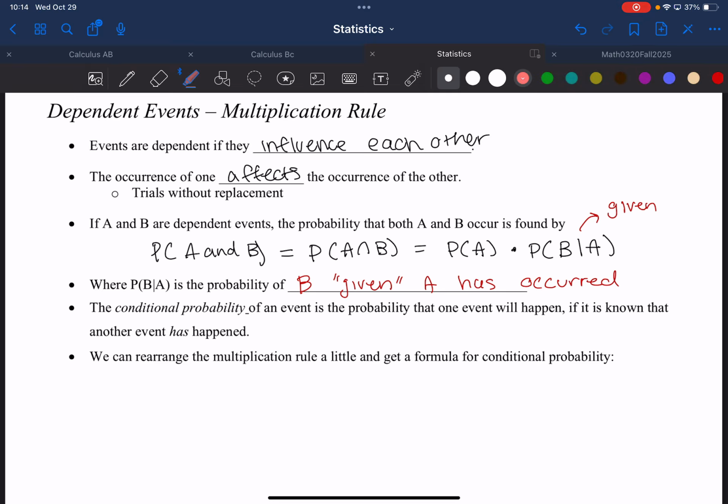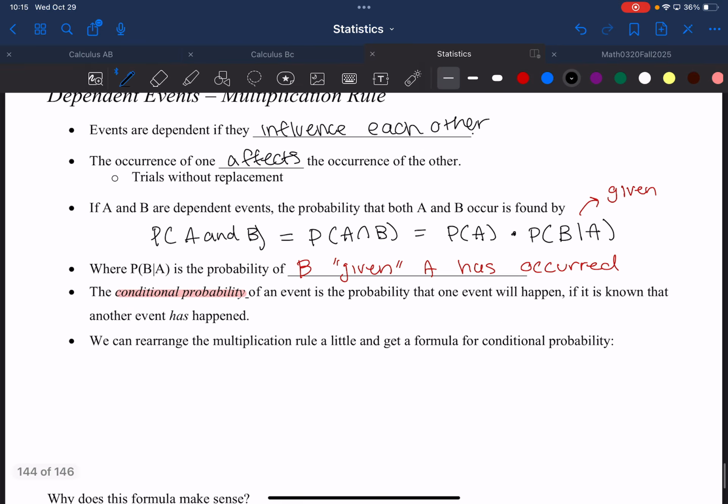It says the conditional probability of an event is the probability that one event will happen if it is known that another event has happened. So this is a conditional probability because we are using the terminology probability of B given A. We can only take the probability if A has happened. If A has not happened, can we find the probability? No. It says we can rearrange the multiplication rule to get a formula for conditional probability. So what I'm writing now is the formula for conditional probability.